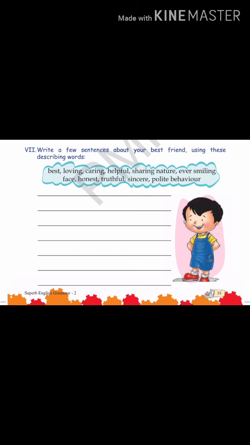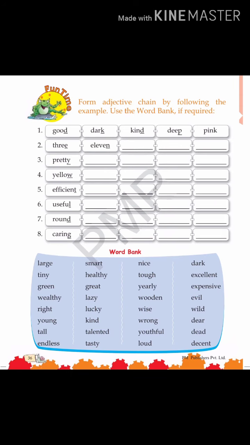Now, some homework for you. You have to write a few sentences about your best friend using these describing words. So you can use these words given below. And the next page is fun time. This is also your homework. Here you have to form an adjective chain by following the example. This is for your practice, so you should keep trying to do it yourself. Follow the chain and make more adjectives. Like the first is done for you. As you can see, the first word is good and the last letter is D. The next words are dark, then kind, deep, and pink. So you can take help from the word bank also.